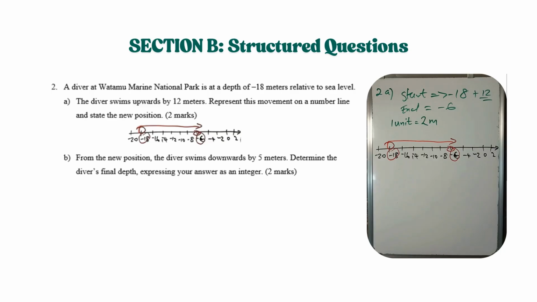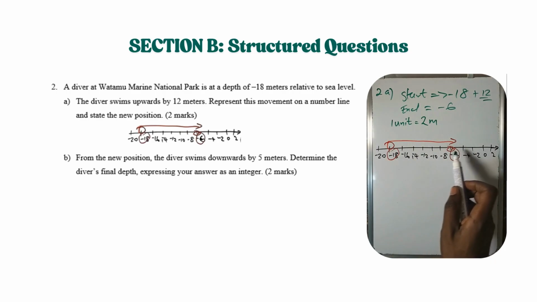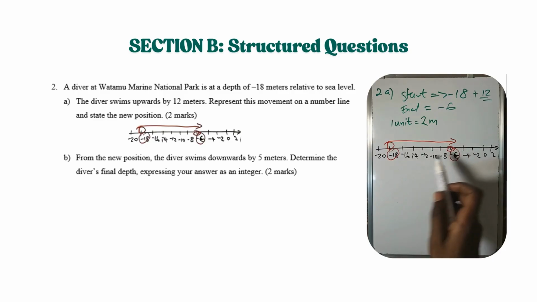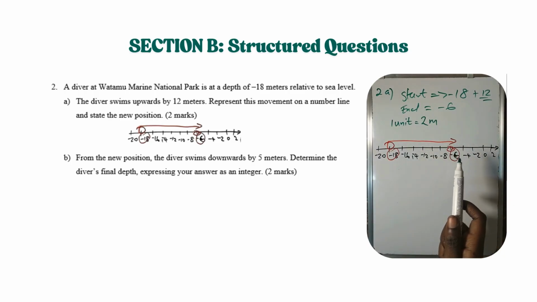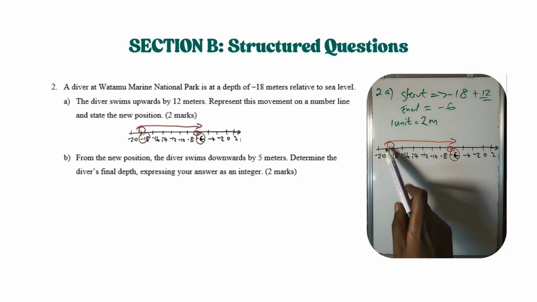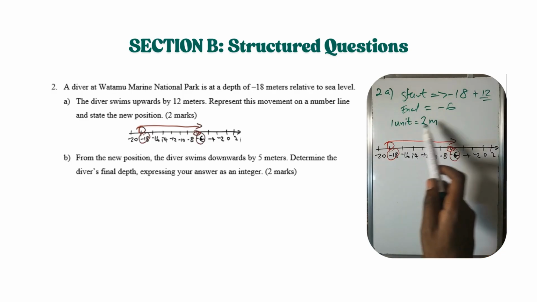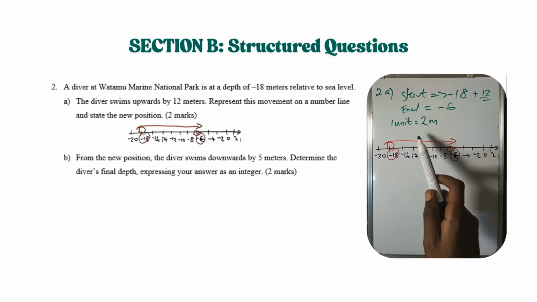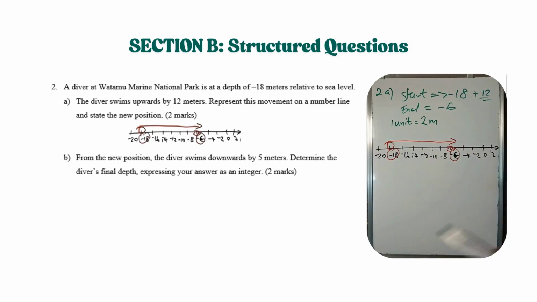So our number line representation shows a point at negative 18, and you have an arrow here pointing right by 12 units, and you get negative 6. We have 12 units here: 1, 2, 3, 4, 5, 6. Remember, 1 unit is 2 meters, so 2 times 6 is 12. So these are 12 units heading right. This is the number line.